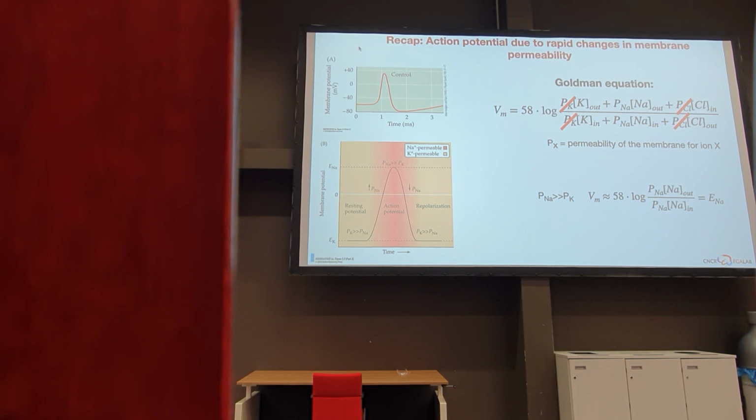And again, you can then divide out this permeability for sodium, because in the numerator and denominator it's the same permeability, and you end up with the Nernst equation again. So now the membrane potential will get close to the reversal potential for sodium. So that's here, okay? That also means that the membrane potential always moves between these extreme values, let's say, which are the reversal potentials for pure sodium and pure potassium.